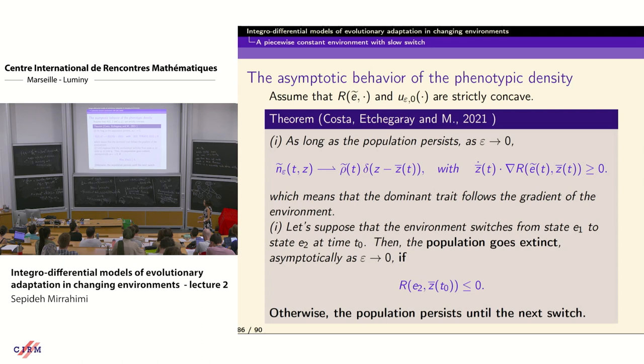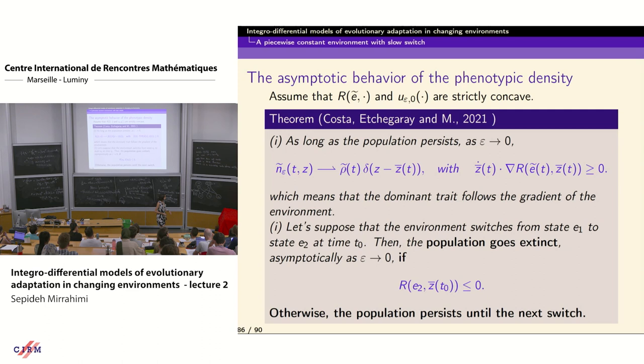I'm not going to detail the precise result, because what we mean by extinction can be different depending on whether we are at the critical point or not. But let's just keep in mind that if the trait is adapted to the environment such that it has a positive growth rate, it will survive, otherwise it will go extinct. And once it survives at an initial time, it will follow the environment gradient, so it will become better and better, and it will not go extinct during the period where the environment does not switch.